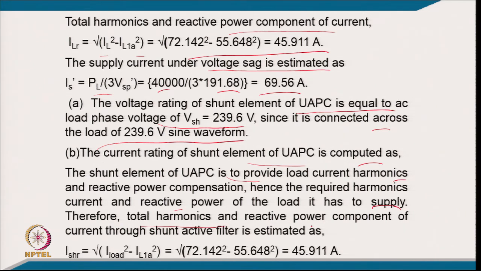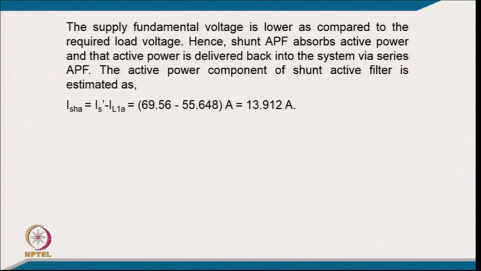Therefore, the total harmonics and reactive power component of current through the shunt active filter is the square root of I load squared minus IL squared; putting in the value it comes to 45.911 ampere. The supply fundamental voltage is lower as compared to the required load voltage. Hence, the shunt active filter absorbs the active power and that active power is delivered back to the system via the series active filter.